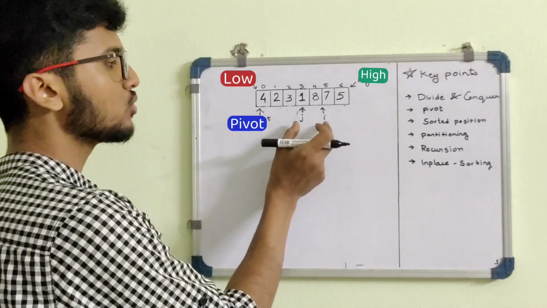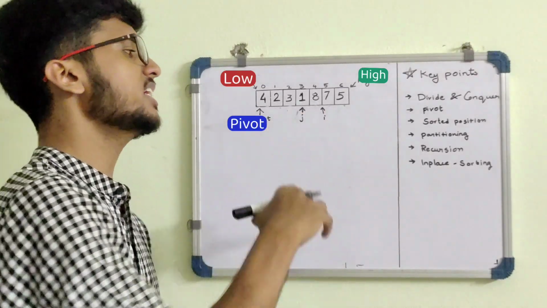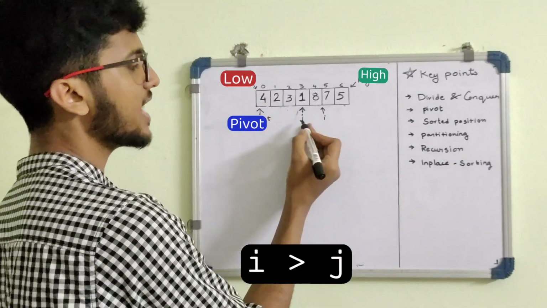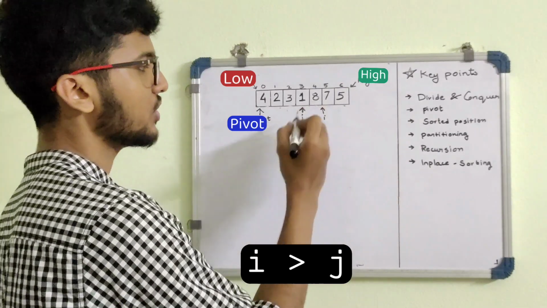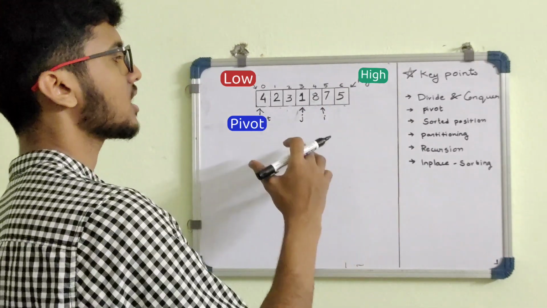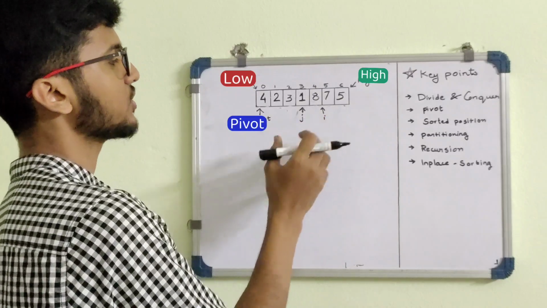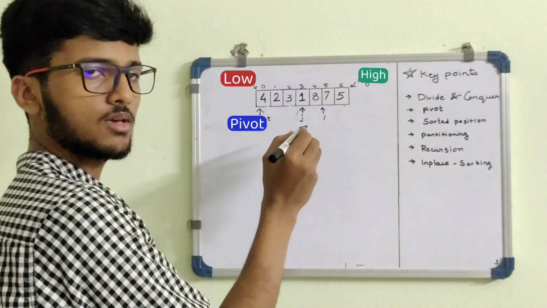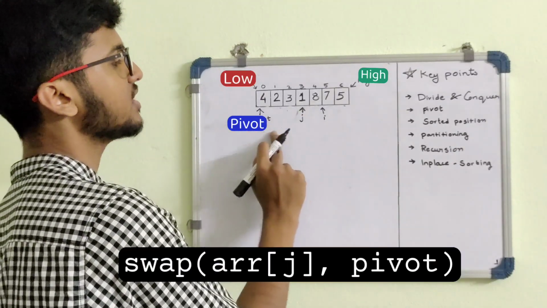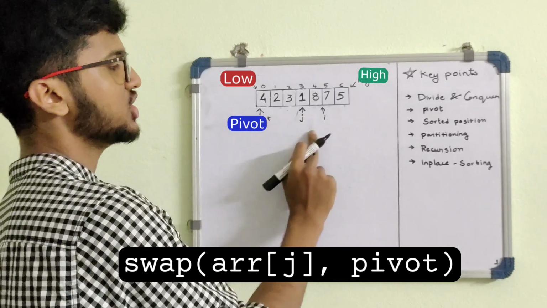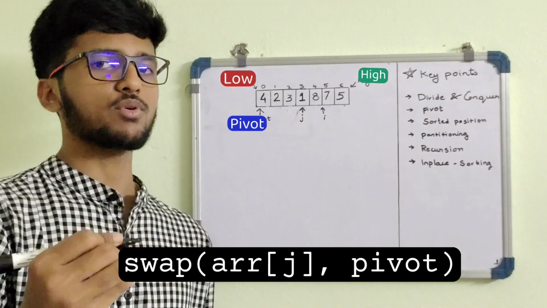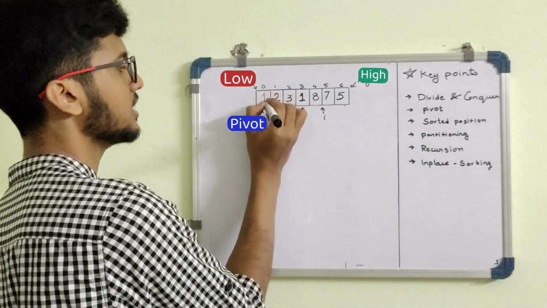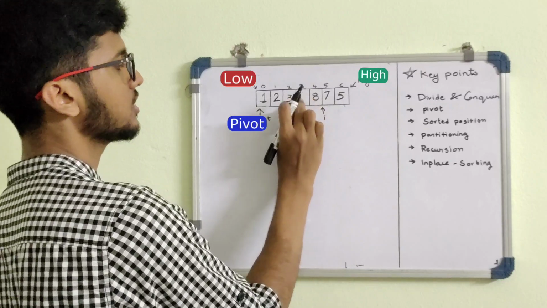Now, do we need to swap i and j? No. We need to swap the elements at i and j only when i is less than j. Now i has crossed j, so we are not going to swap. So come out of the loop, and what we need to do is swap the pivot element with j. When you swap the pivot element with the element at j, that is the sorted position of the pivot element. So I'm going to swap: 1 goes here and 4 comes here.